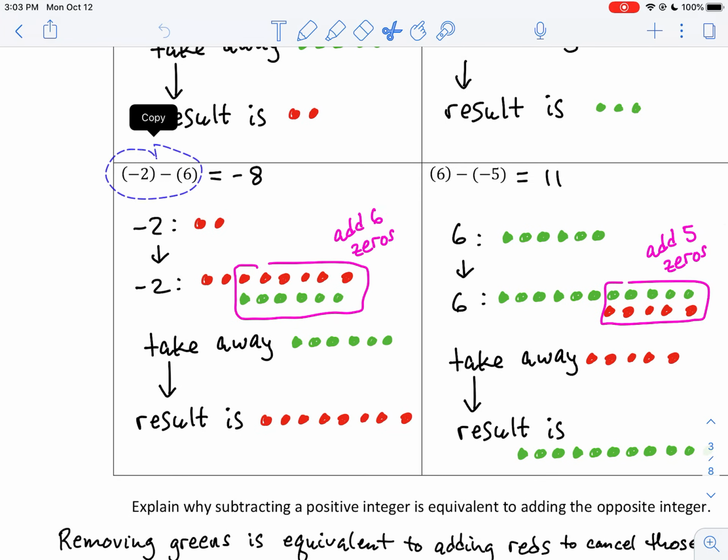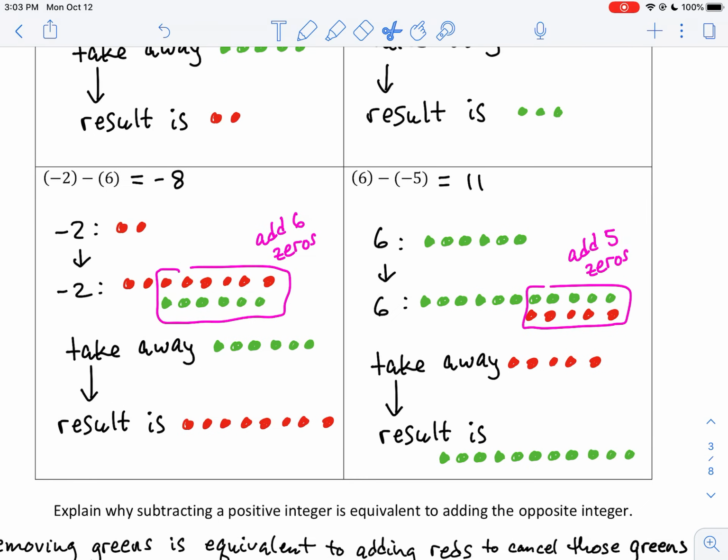Here's -2 take away 6. So I start with -2, and I need to take away 6 greens, where there are no greens. So I have to add 6 greens and 6 reds. So I add 6 zeros. So this expression, or this value right here, is still -2. So we're starting with -2, but with a bunch of zeros added to it. And we're going to take away now these 6 greens, and that leaves left over these 8 reds. So the result of -2 take away 6 is -8.